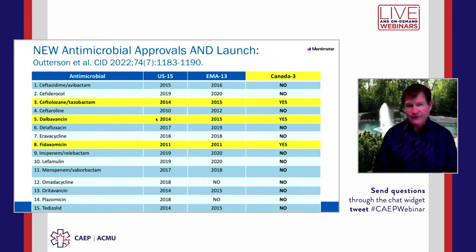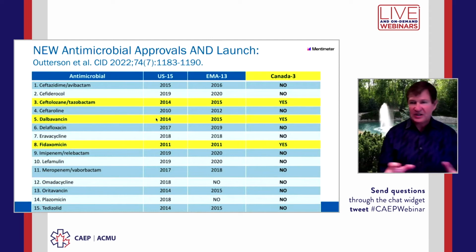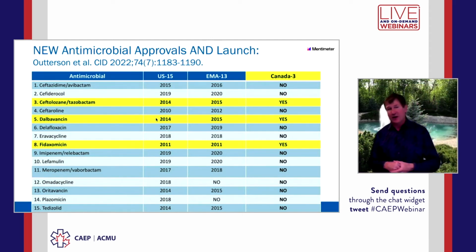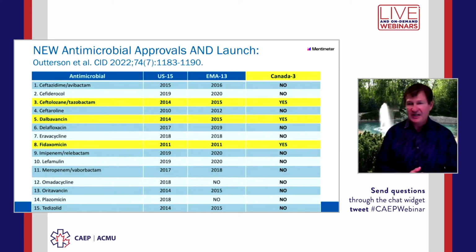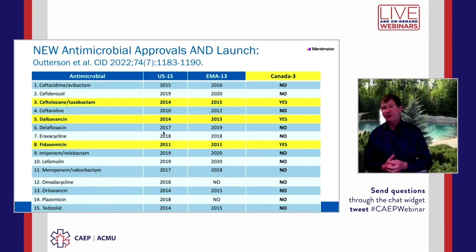13 different antibiotics have been approved, and they've been launched in different numbers in different European countries, but the vast majority have launched the majority of these drugs. So I'll say 13 have been launched in Europe. And then you look at Canada, and we're only at number 3.